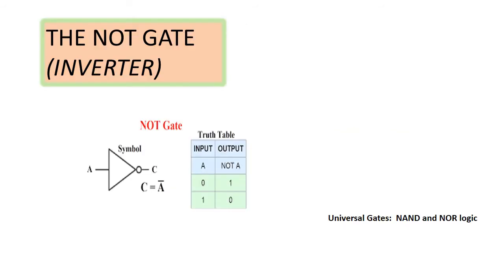So the next type of basic logic gate is the NOT gate.